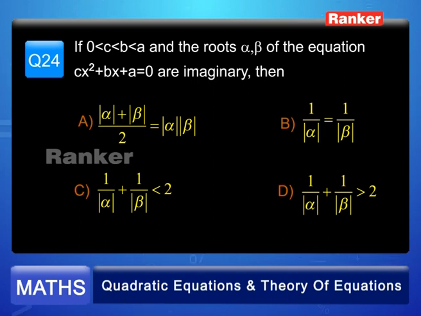Then the first option: (|alpha| + |beta|)/2 = |alpha||beta|. The second option: 1/|alpha| = 1/|beta|. Third option, that is option C: 1/|alpha| + 1/|beta| < 2. And the last option, that is option D: 1/|alpha| + 1/|beta| > 2. Let us see what happens.